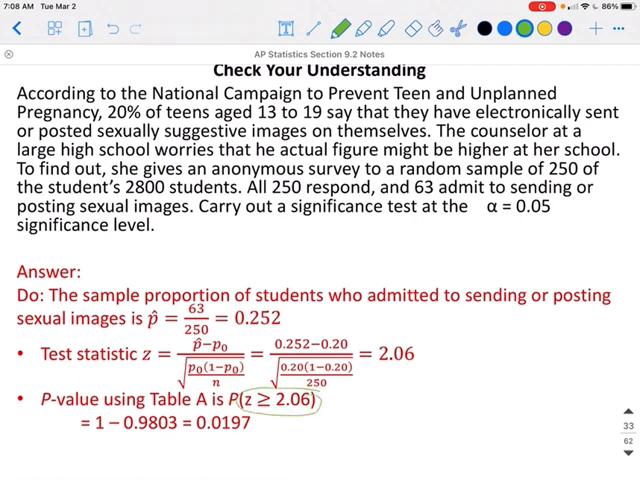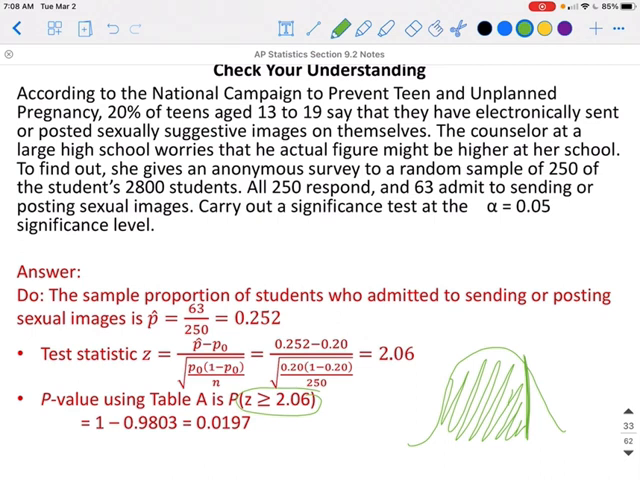Now we are looking for the probability that it is greater than that. So 2.06 would be about here. Remember that the area in the table is going to tell you the area to the left of that. So the area to the left of that is 0.9803. But to find the area to the right of that, the probability that it's greater than, is going to be 1 minus the probability to the left, which will give us 0.0197.